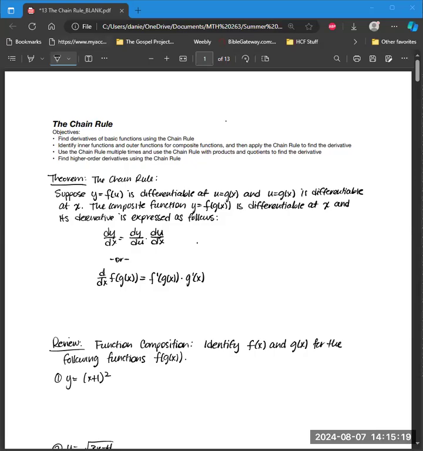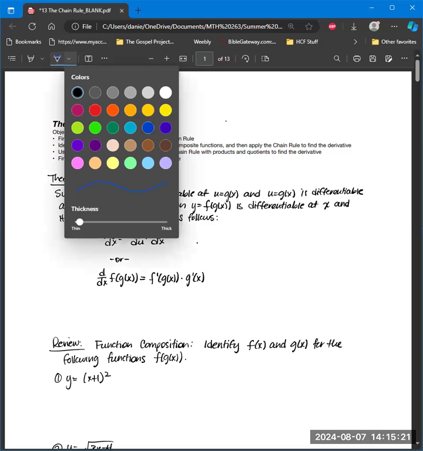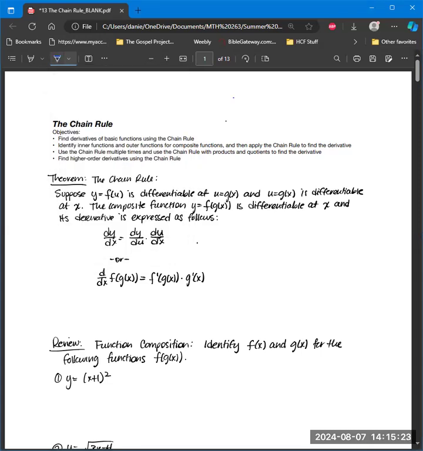In this video, we're going to talk about the chain rule, and our objectives today are to find derivatives of basic functions using the chain rule, to identify inner and outer functions for composite functions, and then apply the chain rule to find the derivative. We're going to use the chain rule multiple times and use the chain rule with products and quotients to find the derivative, and we're going to find higher order derivatives using the chain rule.